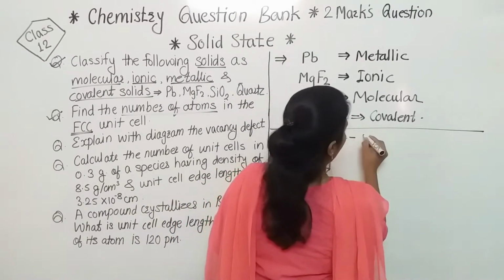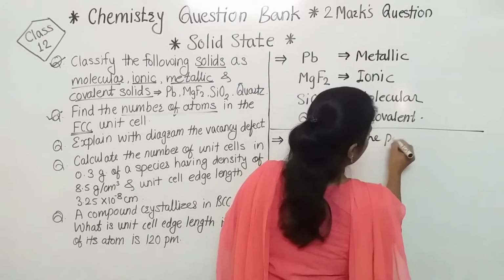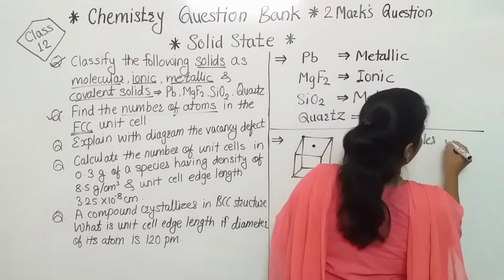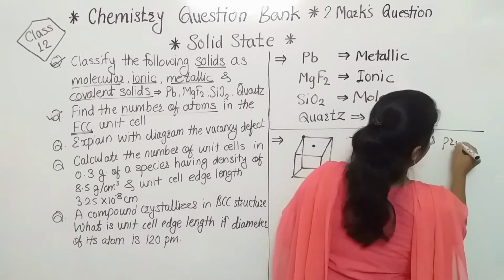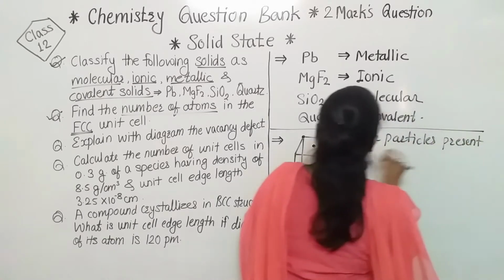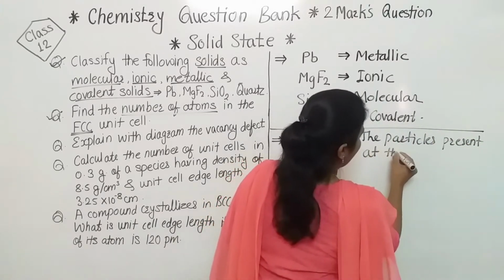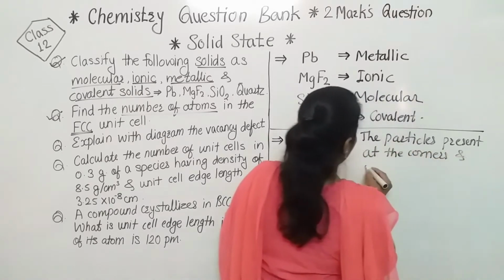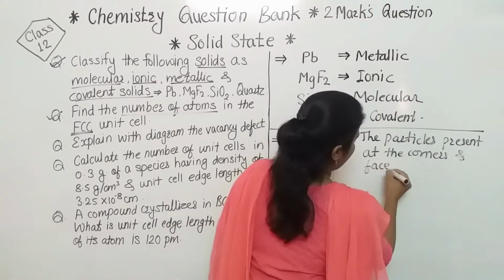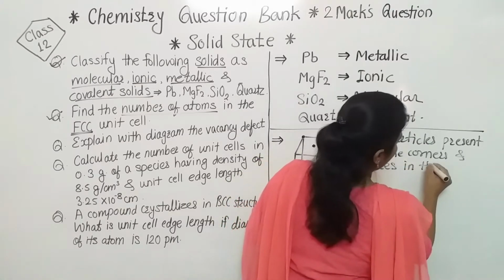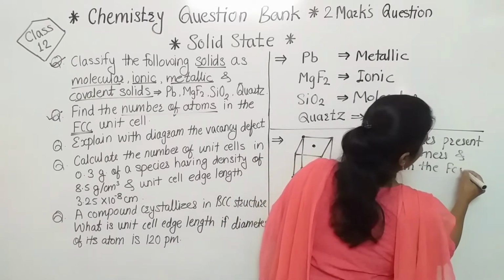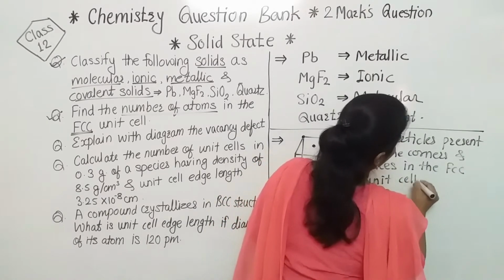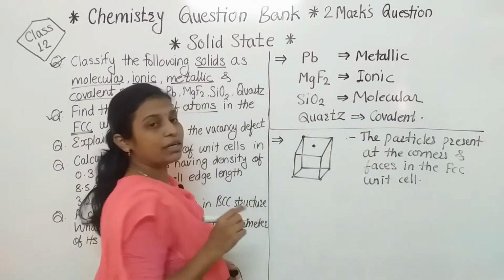The particles or atoms also we can say, the particles present at the corners and faces in the FCC unit cell. So this is the first point. Second one, we have to complete the diagram.